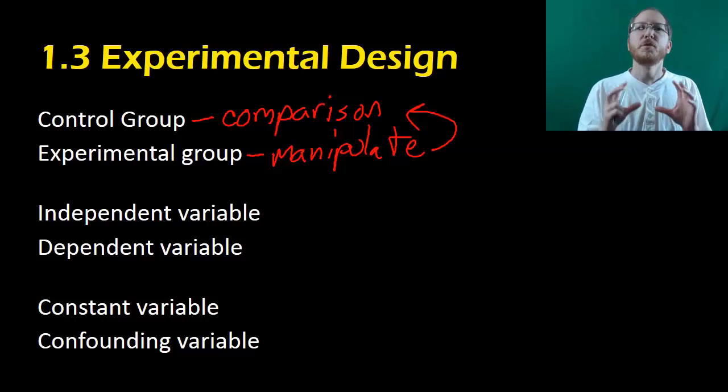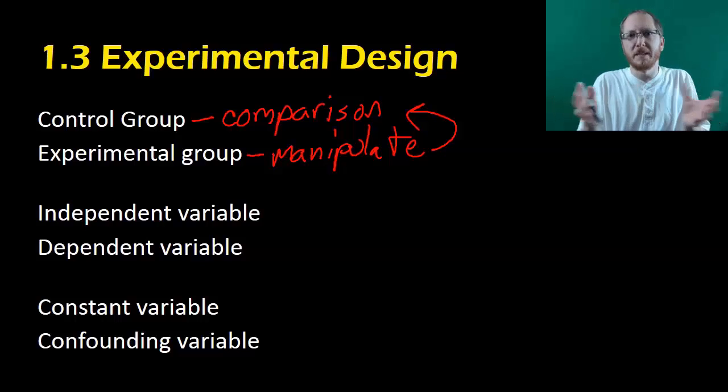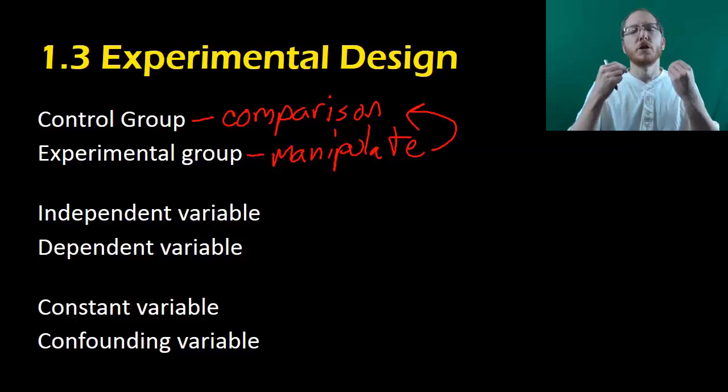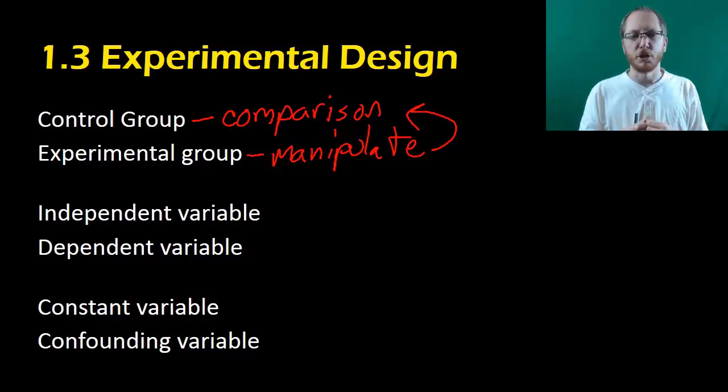Now, some labs will not lend themselves to having a control group. Sometimes basically everybody's being experimented on. But if you're able to have a control group, you should always try to have one. That way you can set a baseline so we can figure out exactly how much something changed.